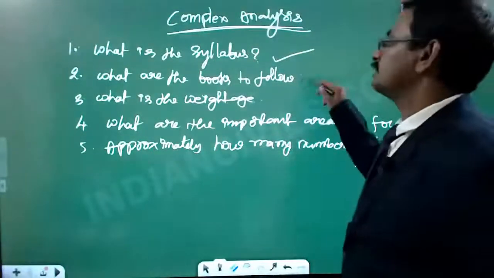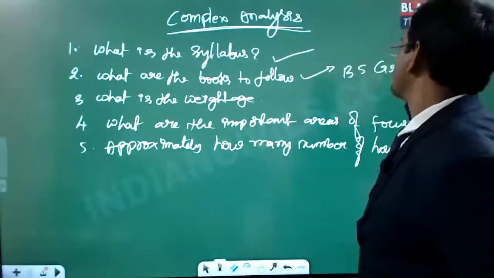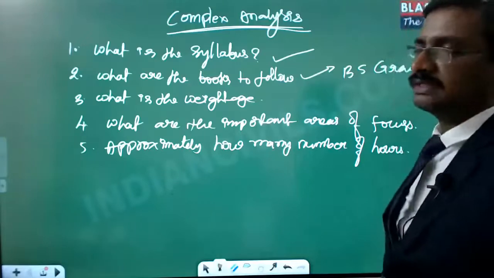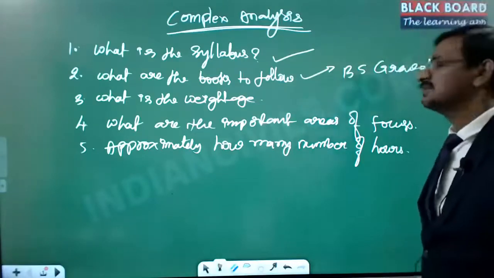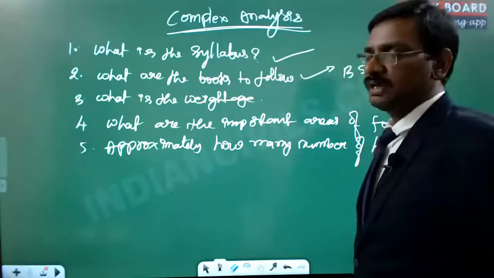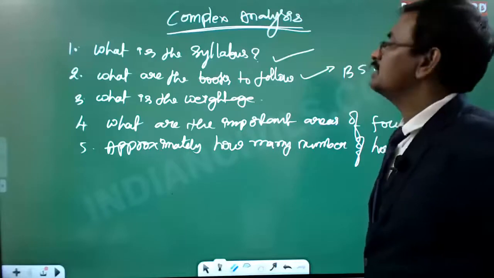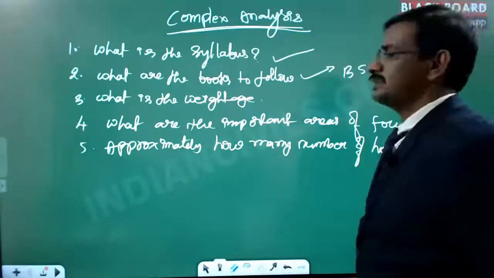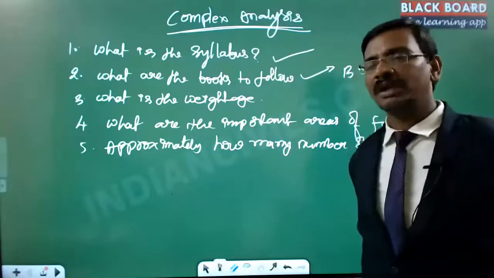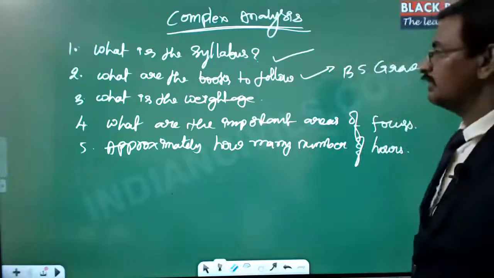And the second one is, what are the books to follow? I use only one book, B.S. Grewal. This is good enough. If at all there is a need, then I will suggest. In the Krishna series, I think there is one complex analysis book that discusses a little more advanced aspects of residues. Except for that, this book, B.S. Grewal, is good enough. It covers almost every aspect. If you want further practice, then you can go for the Krishna series. But this needs to be solved first.